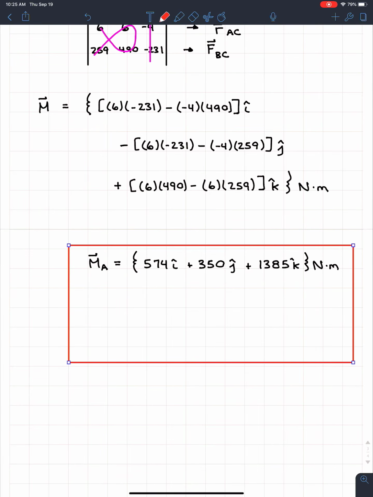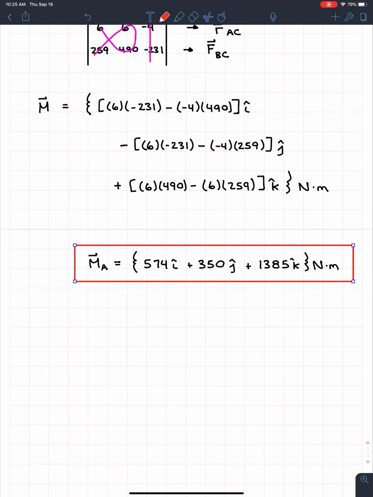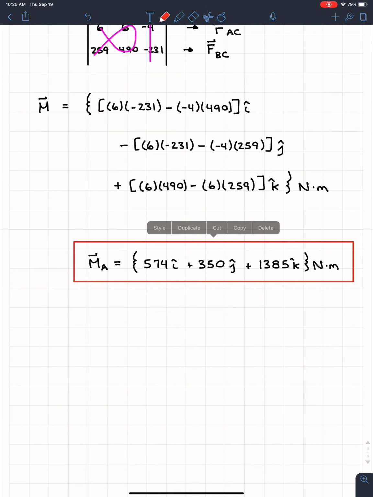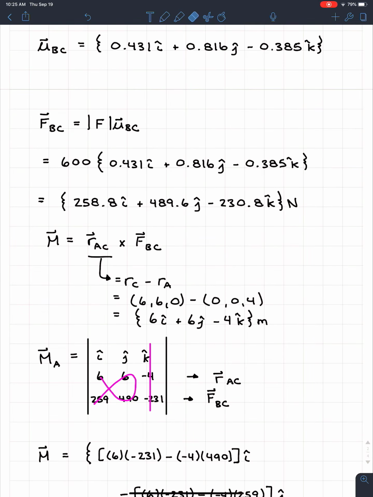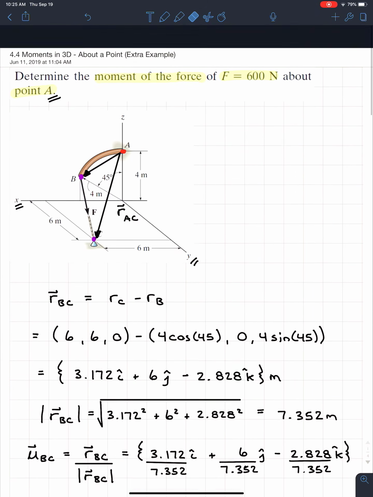Ta-da! I don't know how it went all the way down there, but the box still worked, and I got a box, so I'm happy. So this is the question. It's as simple as that, guys. I'm just going to erase this real quick. So it's as simple as that.